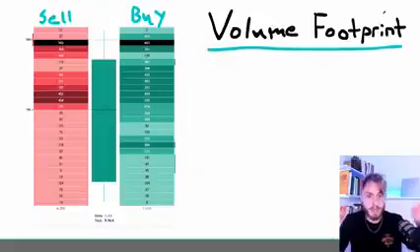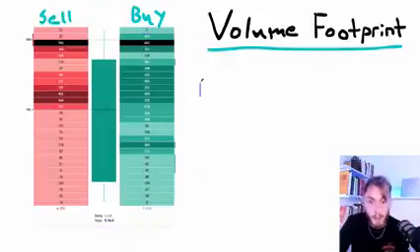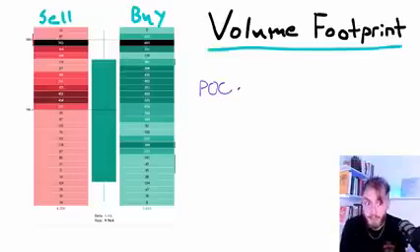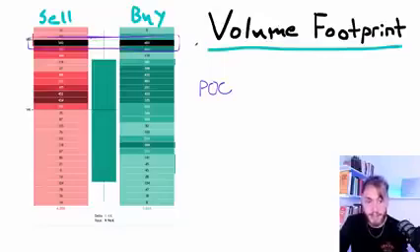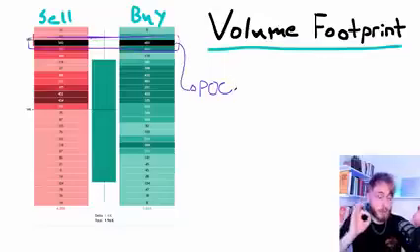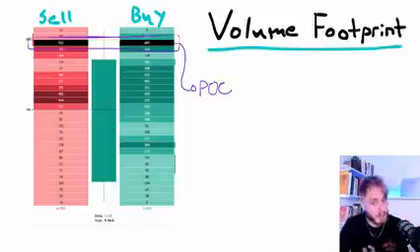The next concept you need to learn about is the point of control, or POC. And remember, this was the level where the most volume got traded. And in TradingView, you can see super clearly where the point of control is, because the point of control will be marked with this black bar right here. So in this case, the point of control was right here. And the point of control is very important because we can use it, for example, for support and resistance levels, and it can give many other hints as well.